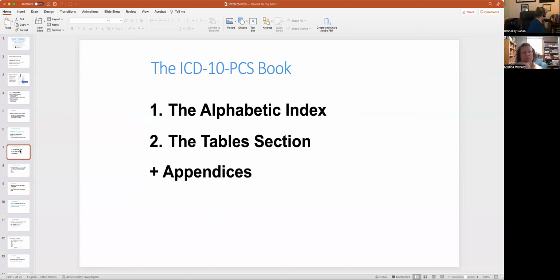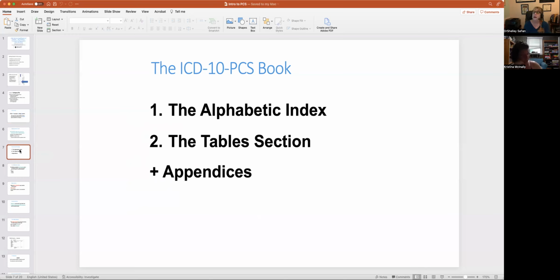All right, your ICD-10-PCS book. I have not received my 2023 book yet, which will go into effect on October 1st, but I was told it's on its way. But this is your PCS book. It has 3 sections, all of which are very, very beneficial to you. The alphabetic index. Unlike ICD-10-CM, you are not required to go into the index. If you already know which table you're going to be working from, you can go right to it.